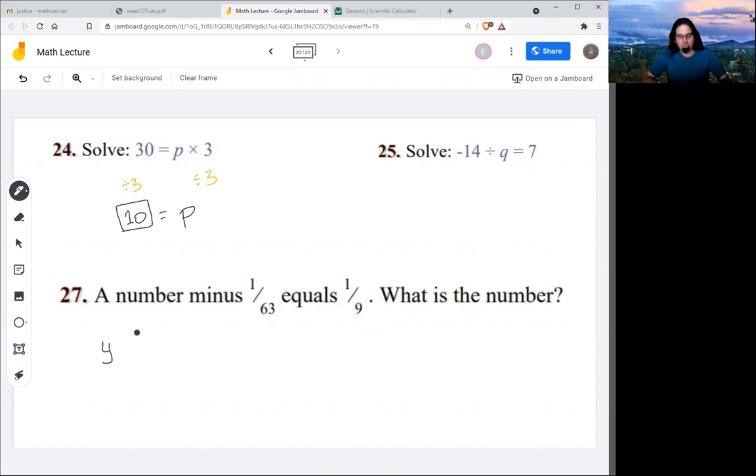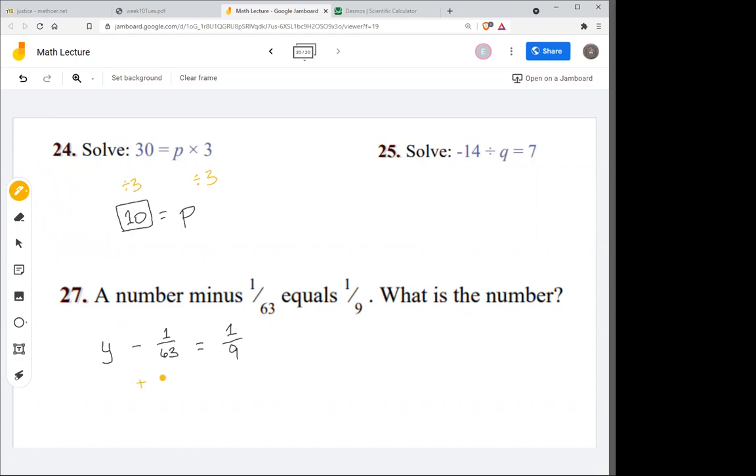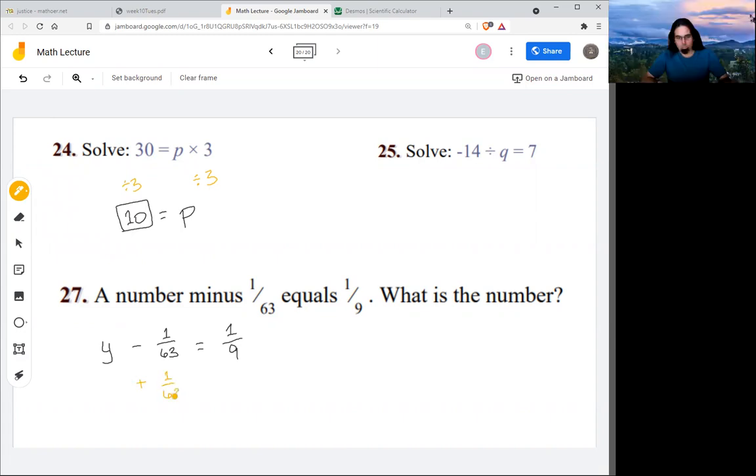A number minus 1/63 equals 1/9. So how do I get 1 minus 1/63 away from y? Add 1/63. And if I do it to one side, I do it to the other. I recommend on this, don't try and fit it in this little area here. Just go off to the side and say, what is 1/9 plus 1/63?